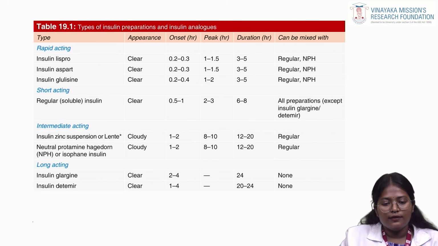Next, long acting insulin, insulin glargine, insulin detemir. So both appear to be clear. Onset is 2 to 4 hours and detemir has 1 to 4 hours. There is no peak for both. Insulin glargine has a duration of 24 hours and insulin detemir has a duration of 20 to 24 hours. It cannot be mixed with any kind of insulin. So this is the type of insulin preparations and this is their appearance, onset, peak, duration and which insulins can be combined. So this is completely explained in this table.